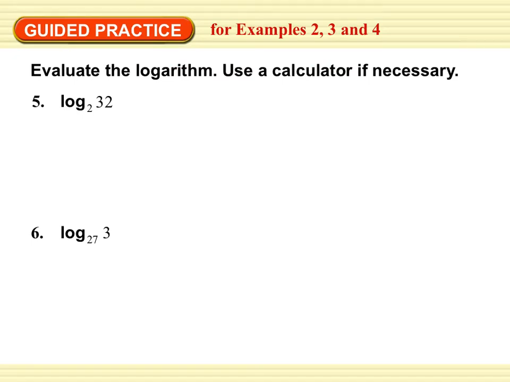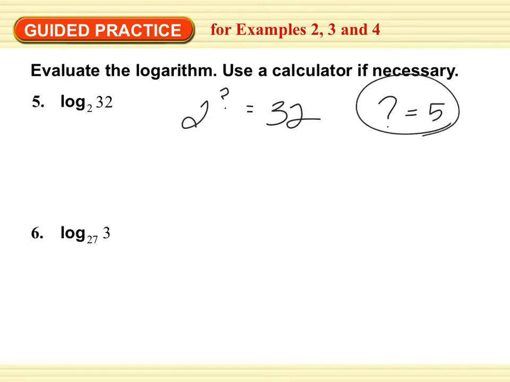All right, evaluate the logarithm. Use the calculator if necessary. Here's the what if. So 2 to the what power equals 32? I don't remember. It's not 4. There it is, it's 5. So the answer is 5. 27 to the what power equals 3? Well, I think that is a cube root. So my what power would be 1/3, but I'm going to go ahead and check it. Yep.